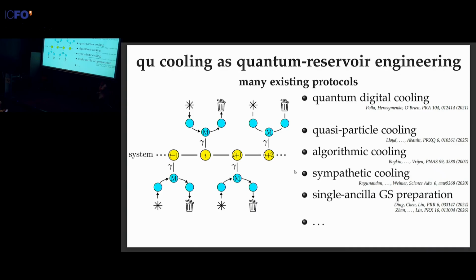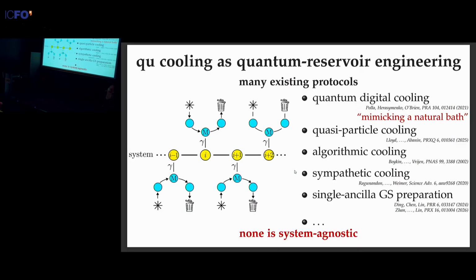Surprisingly, of course, we're not the only ones thinking about cooling and using this picture of the collision model, and there are really a lot of protocols. I just listed a few here: quantum digital cooling, quasi-particle cooling, algorithmic cooling, sympathetic cooling, single ancilla ground state preparation, and I probably overlooked a few more. What was striking to us was that the ones I listed here on the top actually speak about mimicking a natural bath.